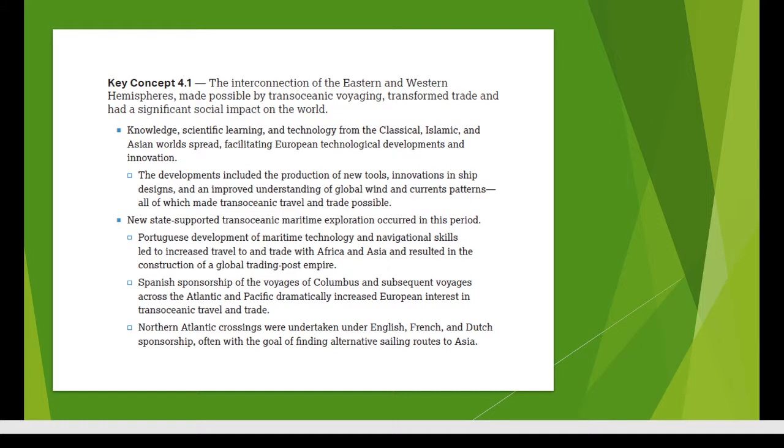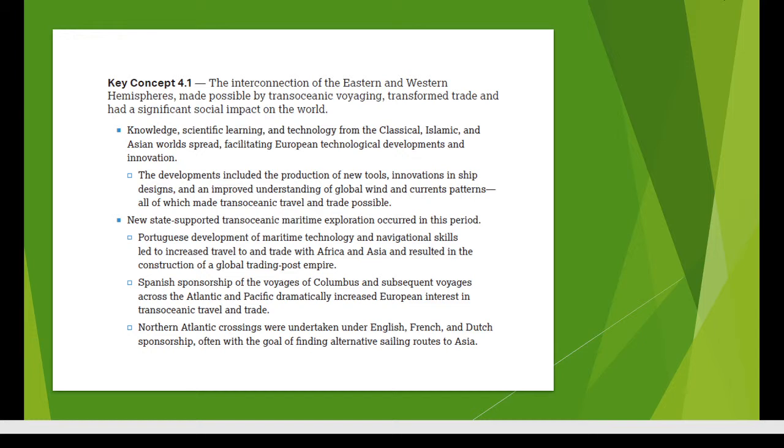So let's start with 4.1. 4.1 is all about the connection between the Eastern and Western hemispheres. The world is going to become connected now because of Europeans voyaging across the ocean, transoceanic, all right, which is going to transform trade, and it's going to have some significant social impacts on the world. Something about how these new transoceanic connections changed the world might be a decent prompt.